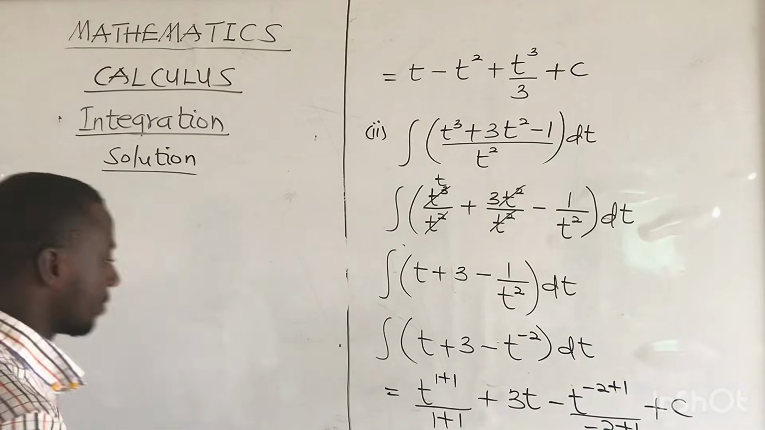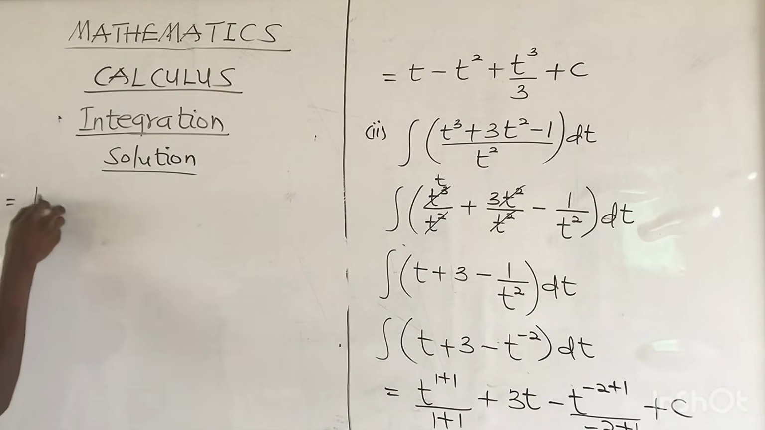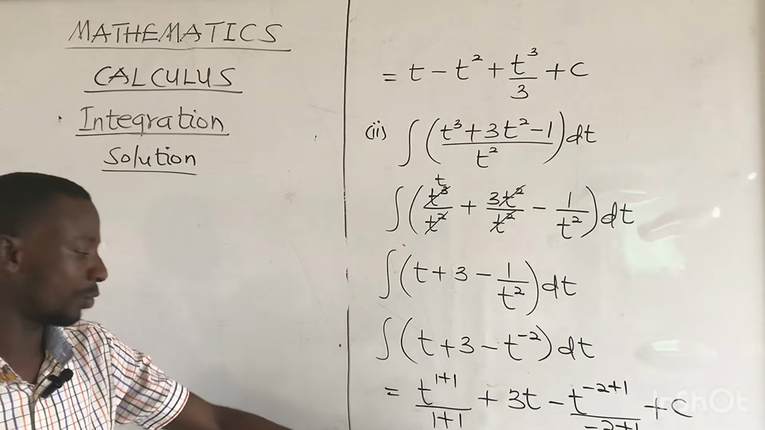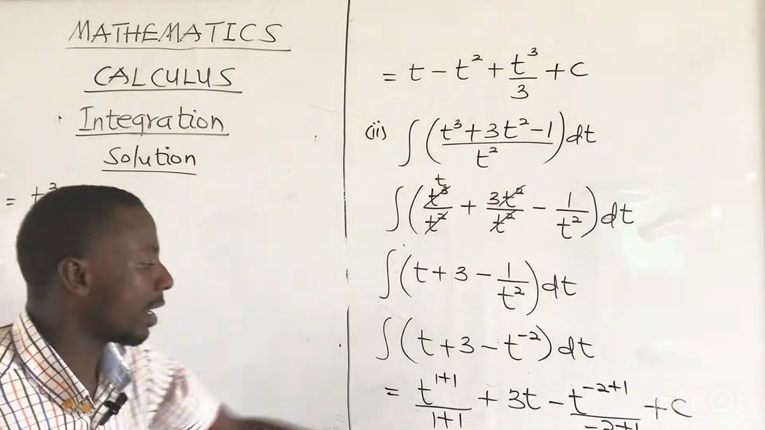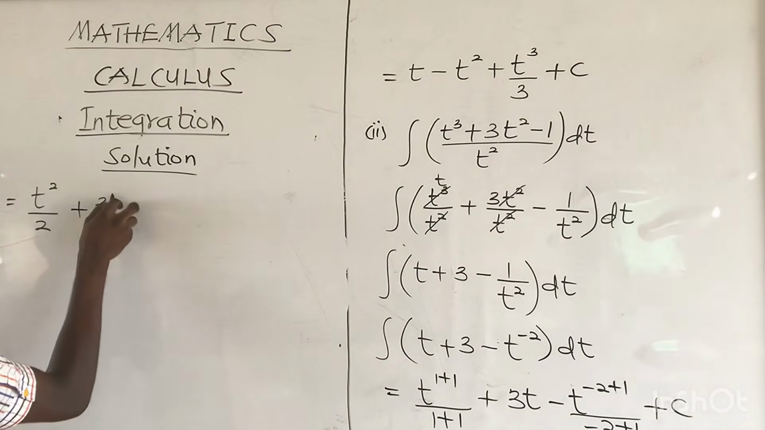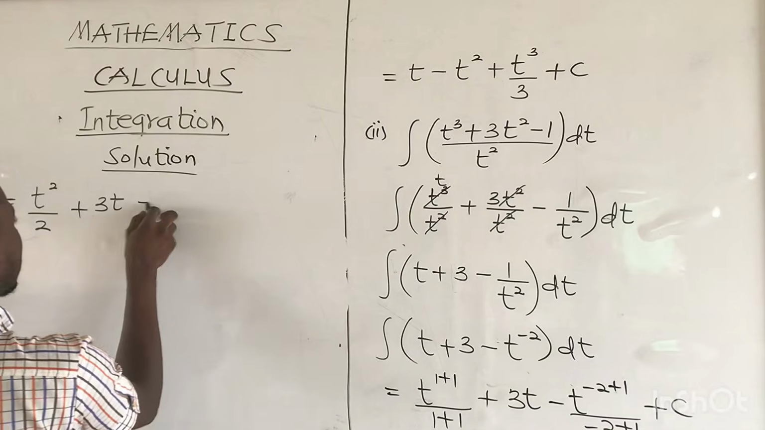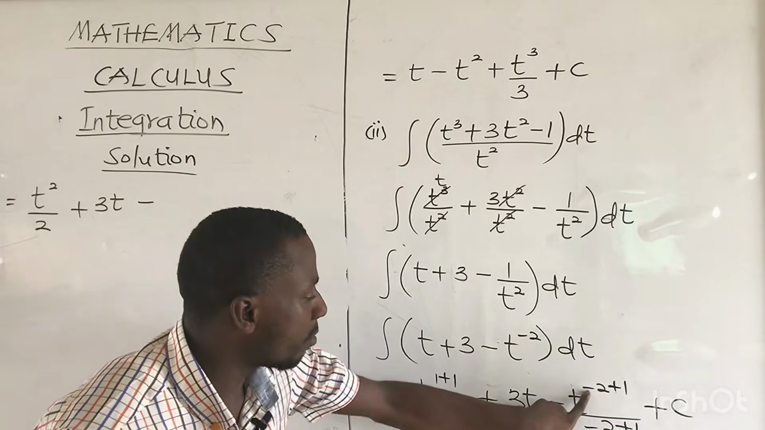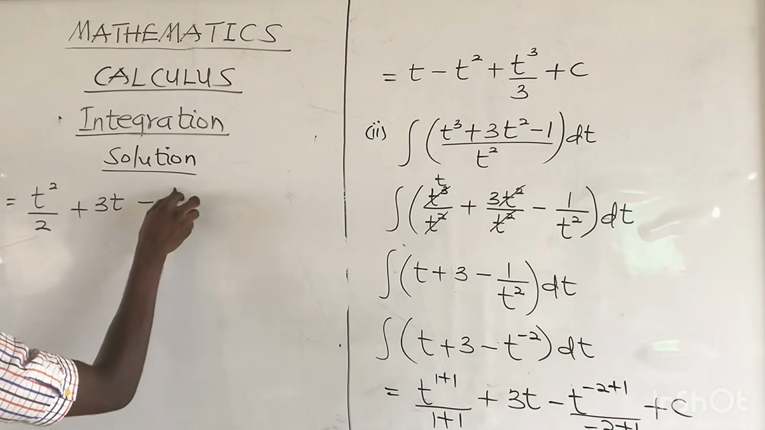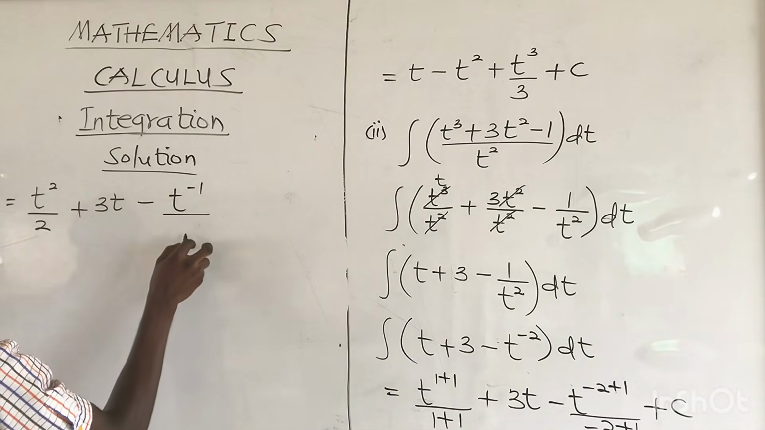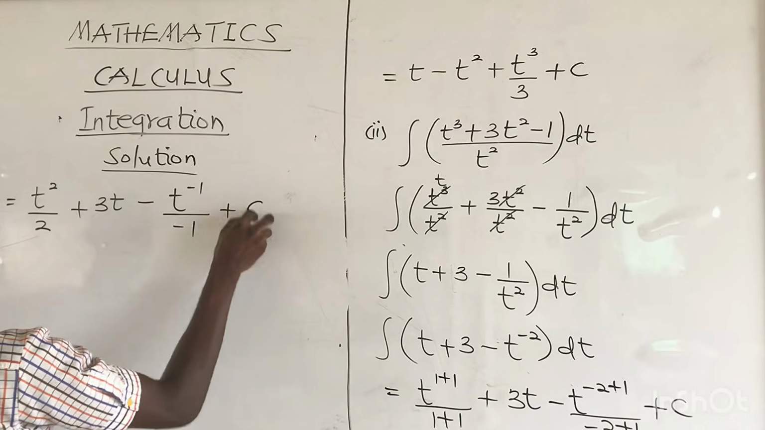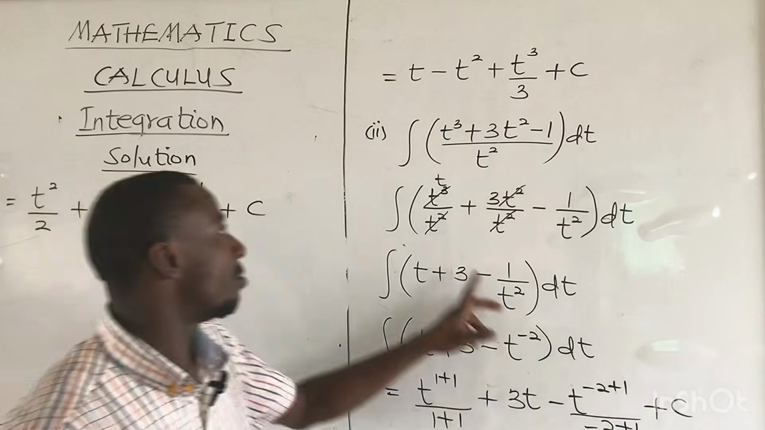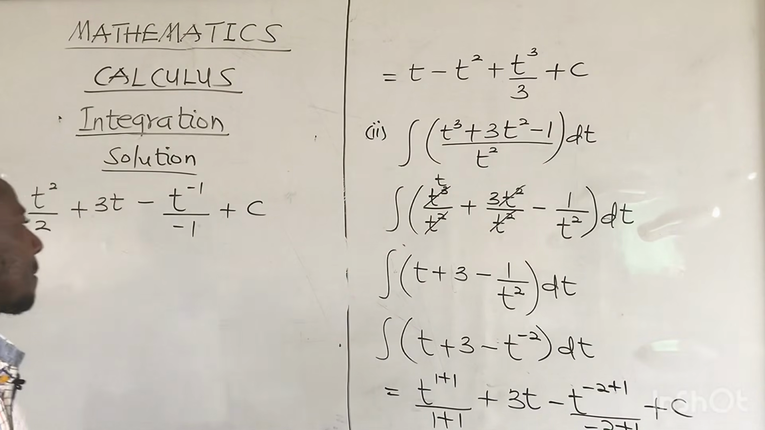So from here, we have t squared over 2 because 1 plus 1 is 2. Plus 3t minus, over here we are going to get minus 2 plus 1, we have t exponent negative 1 all over minus 1, plus c, which is the arbitrary constant because the integral sign has no limit.